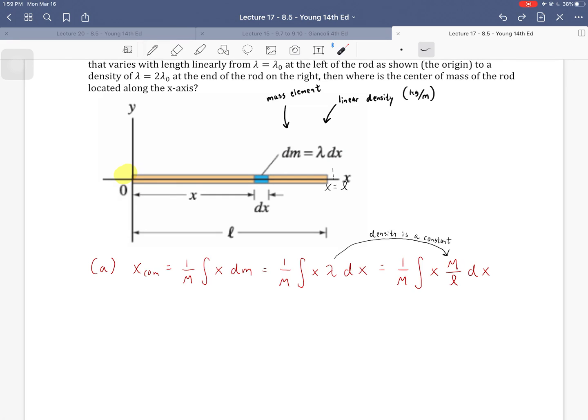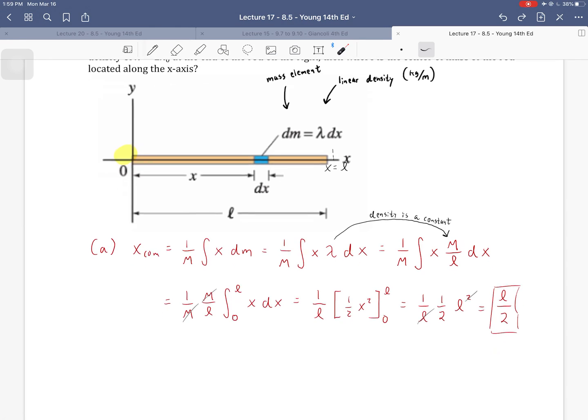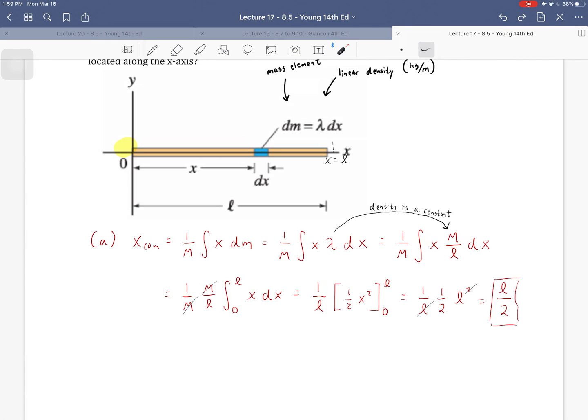Okay, so the last thing I'm going to do is take a look at this black arrow right here that says density is a constant. Since density is a constant, our lambda, that's our linear density, is simply the total mass divided by length, because at any point it doesn't change. That's always going to be true for any uniform object, in this case a uniform rod. So that allows us to do some great substitutions because our M over L are constants.